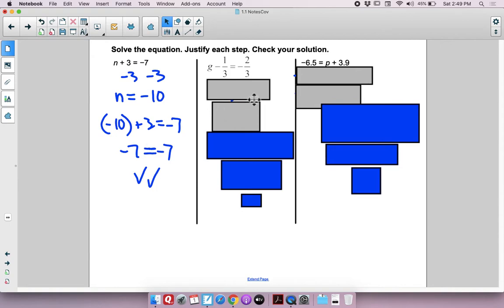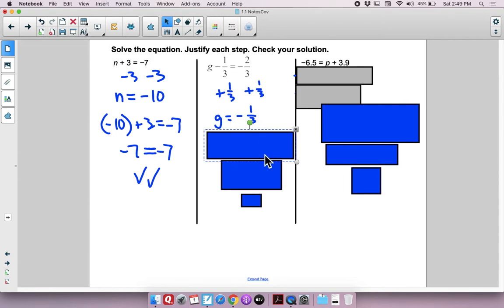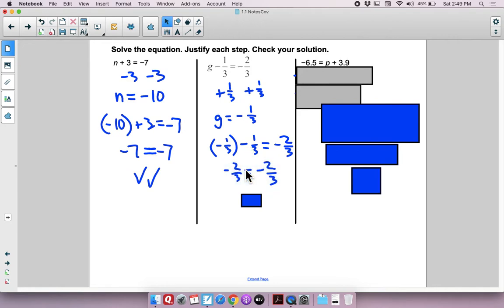Okay, so what are we going to do in this next one? Got to get that g by itself, right? So we're going to add 1/3 to both sides. Careful when you do the math here. You should get negative 1/3. And then when you check it, negative 1/3 combined with another negative 1/3. Same sign, right? Think of it as addition. Same sign, we take the sign and add them together. 1/3 plus 1/3 is 2/3, so we get negative 2/3, and that's our magic number on the other side.